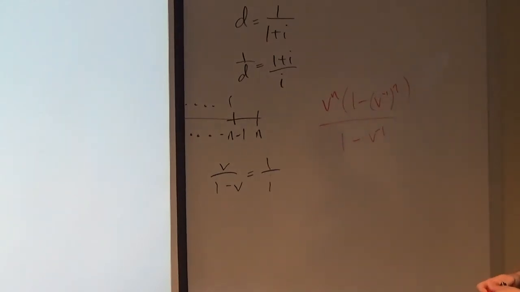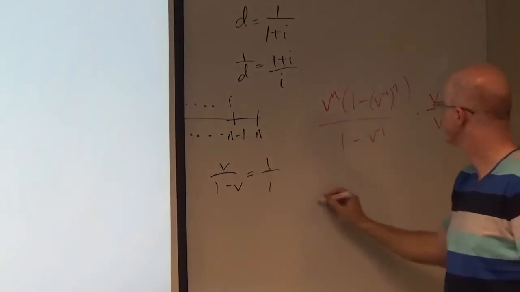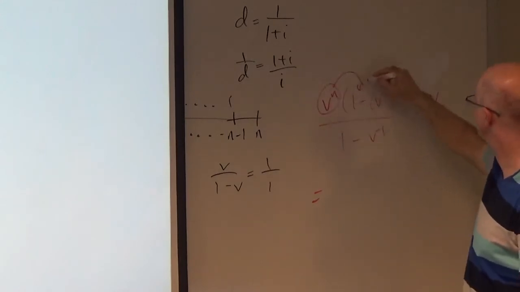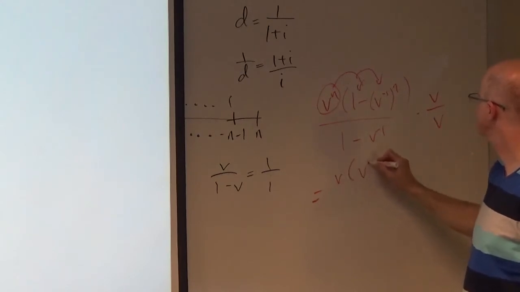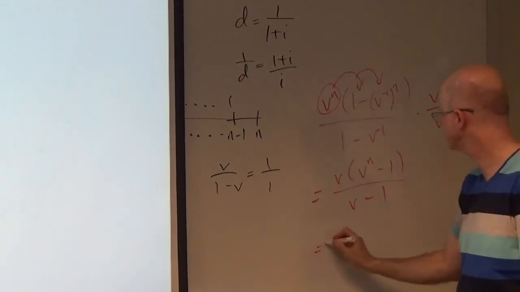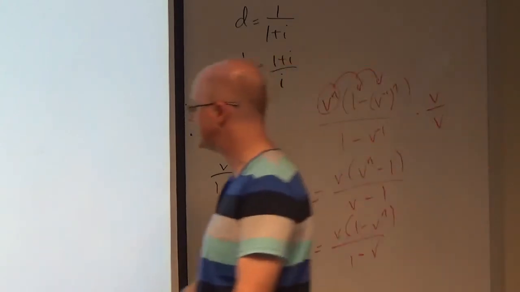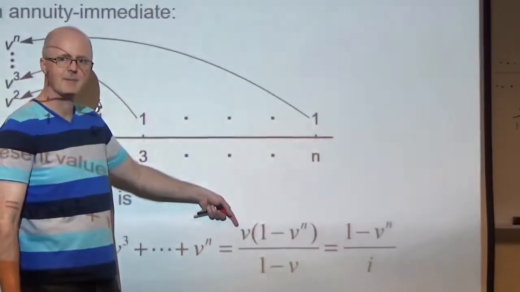How can we make it look the same? We could probably multiply everything by V on the top and the bottom, and distribute the V to the n through here. We get V times, in parentheses, V to the n minus 1. Over on the bottom we get a V minus 1, and you can switch around the order of these things and get the exact same expression that you see right here. So you can think about it either way. Same thing as that.